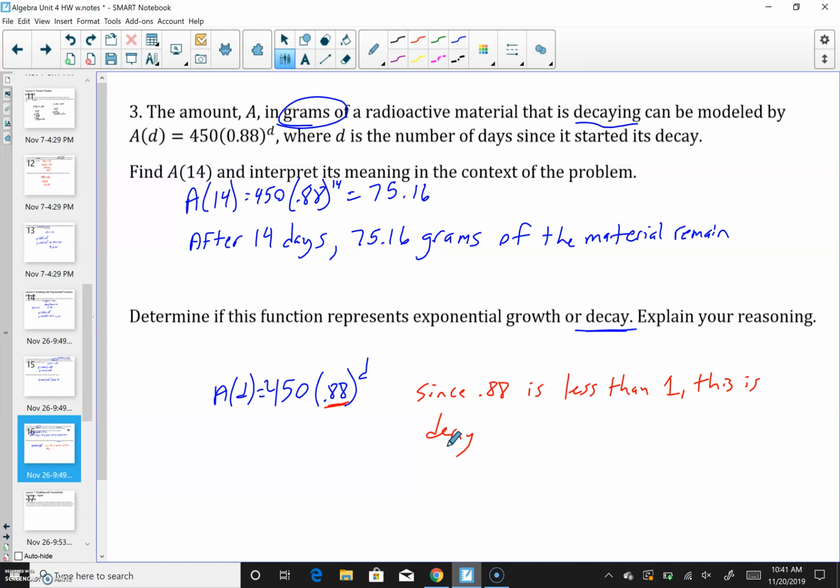Now, I know the question doesn't ask this, but I want to talk about it real quick. The 0.88 represents 88% remaining. It does not represent the rate of decay. In order to figure that out, what did you subtract from 1 to get 0.88? And the answer to that question is 0.12. So 0.12, which is really 12%, is your rate of decay. And that's something that we're going to talk about more in the next coming lessons.